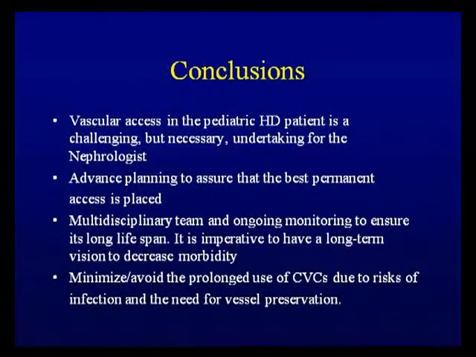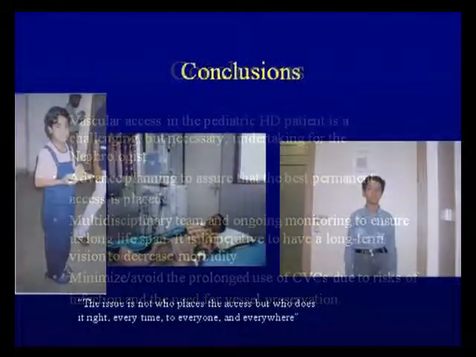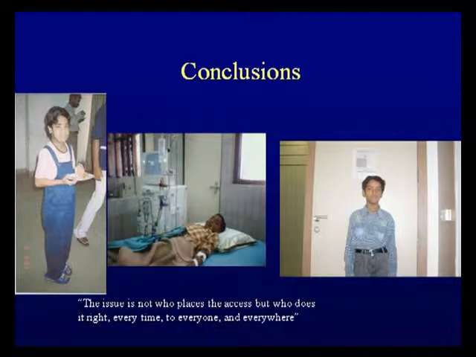So I conclude by saying that vascular access in the pediatric hemodialysis patient is a challenging but necessary undertaking for the nephrologist. It remains the Achilles heel, and advanced planning is required to assure the best permanent placement. You require a multidisciplinary approach and ongoing monitoring to ensure its long lifespan. It's imperative to have a long-term vision to decrease morbidity, and we should try to minimize or totally avoid the prolonged use of central venous catheters because of the risk of infection and the need for vessel preservation. The issue is not who places the access, but who does it right every time, for everyone, everywhere.